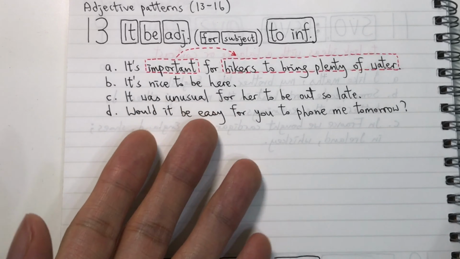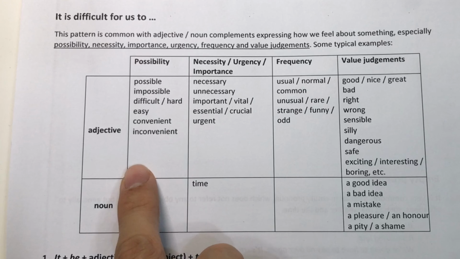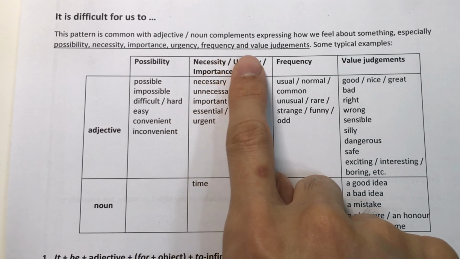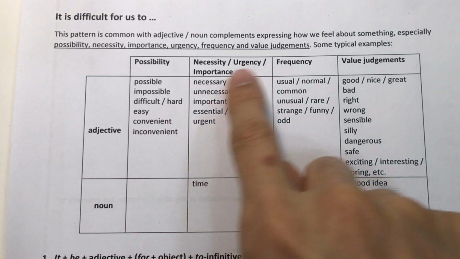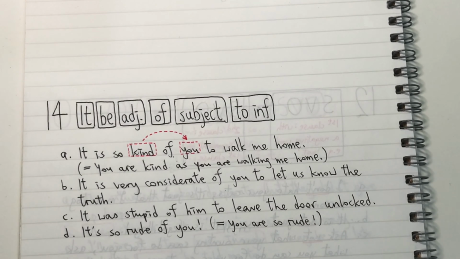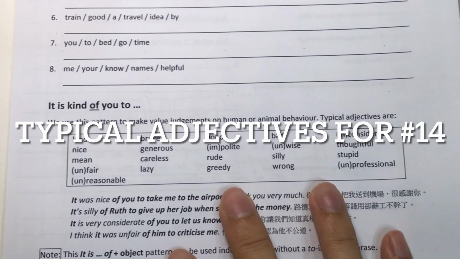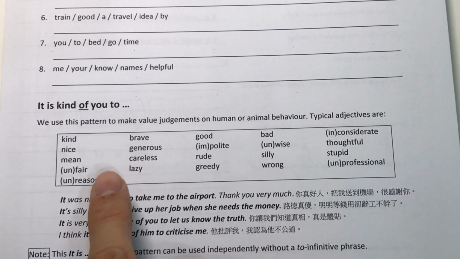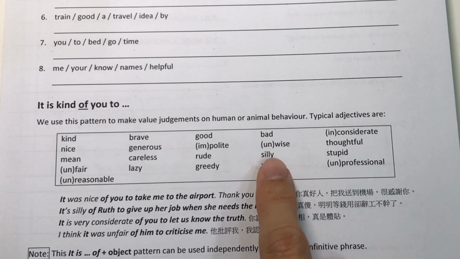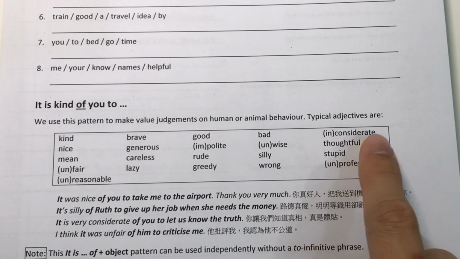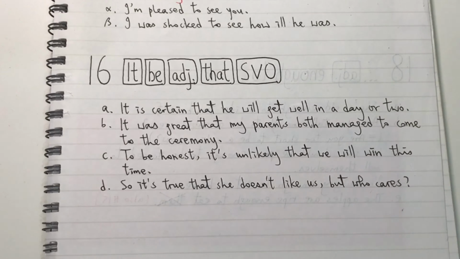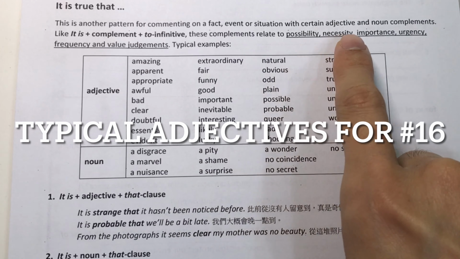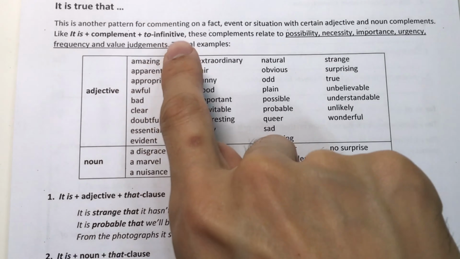Some adjectives go well with item 13, and they're all about possibility, necessity, importance, urgency, frequency, and value judgments. Okay, here they are. What about item 14? We have this personal adjectives, as I said: kind, generous, reasonable, wise, silly, wrong, considerate, for example. For item 16, we have this table. Well, again, possibility, necessity, importance, urgency, frequency, and value judgments.